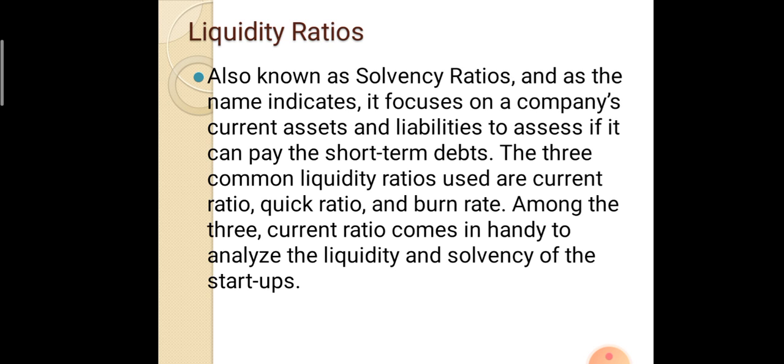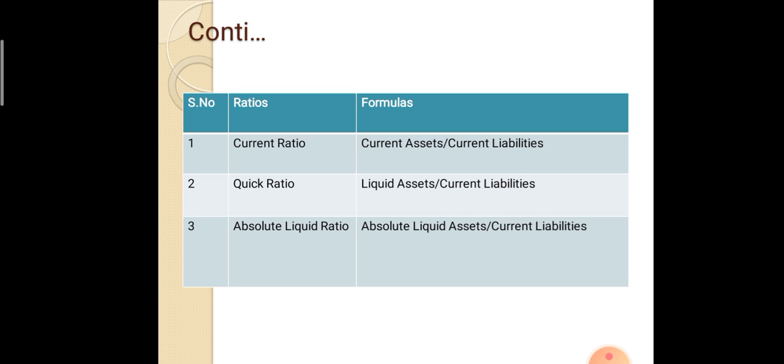Among the 3, current ratio comes in handy to analyze the liquidity and solvency of the business. So here, coming to liquidity ratio, the current ratio. What do we mean by current ratio? Current assets are assets that are expected to be realized in cash or sold or consumed during the normal operating cycle of the business or within 1 year, whichever is longer.